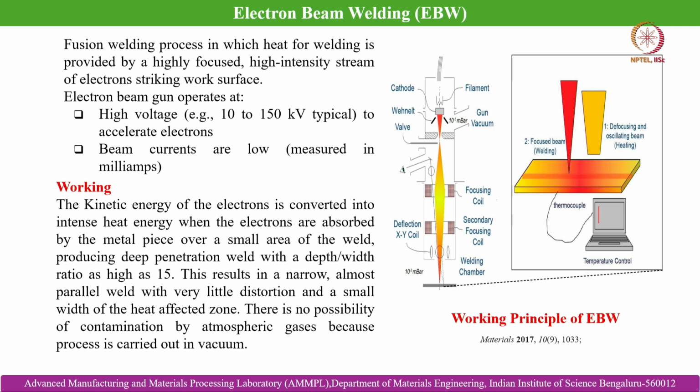So, over a small area of the weld, it produces deep penetration weld with a depth to width ratio as high as 15. So, that means from here itself you can understand that electron beam welding is also capable of producing deep narrow welds because of higher depth to width ratio. If we mark the depth as d, and the width as w, then d by w is greater than or equal to 15.